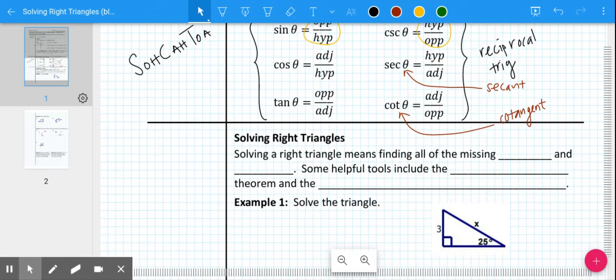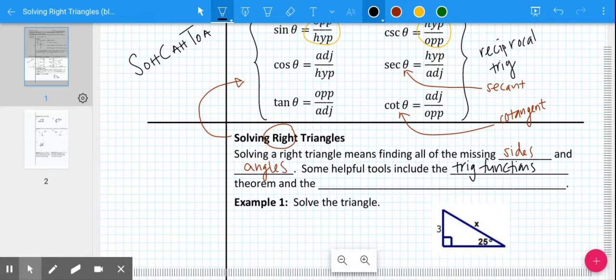So first of all, what does it mean? Solving a right triangle means finding all of the missing sides and angles. So whatever you don't have for the triangle. I'd like to point out that today we will only be working with right triangles, and these trig ratios above, SOHCAHTOA and the reciprocals, only work on right triangles as well. So those do not apply if we do not have a right triangle. Helpful tools that you can use while you're solving are the trig functions that are listed above. Since it's a right triangle, you could use any of those.